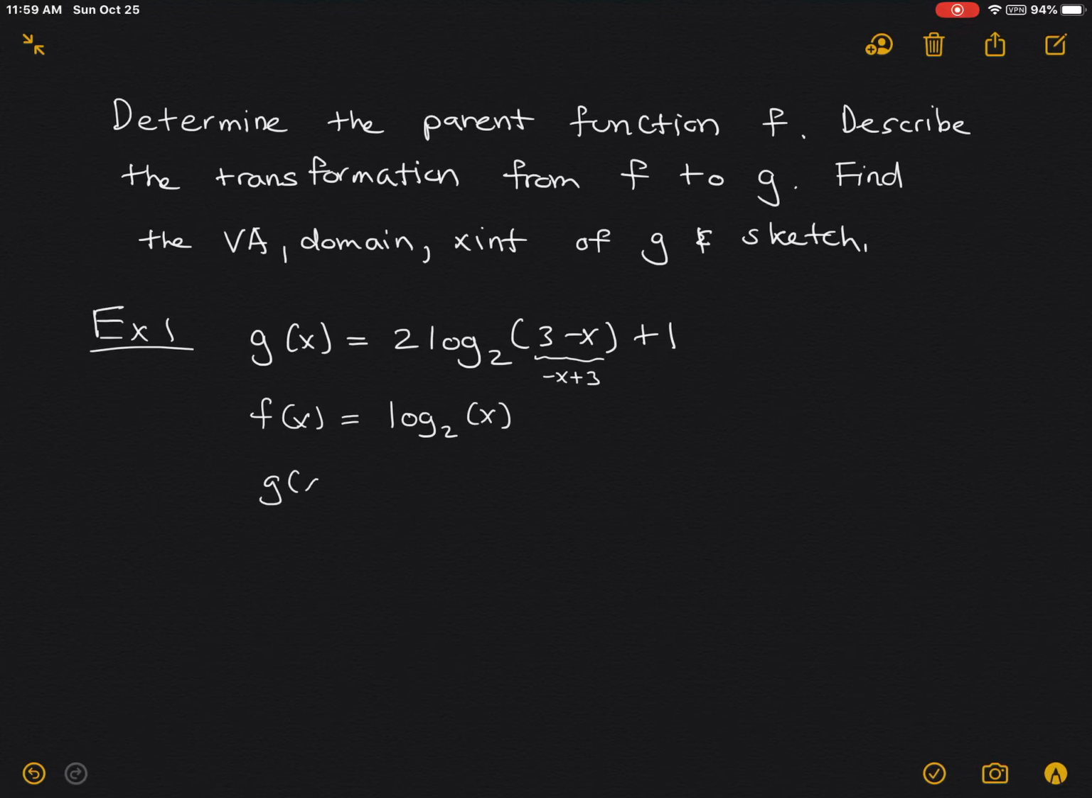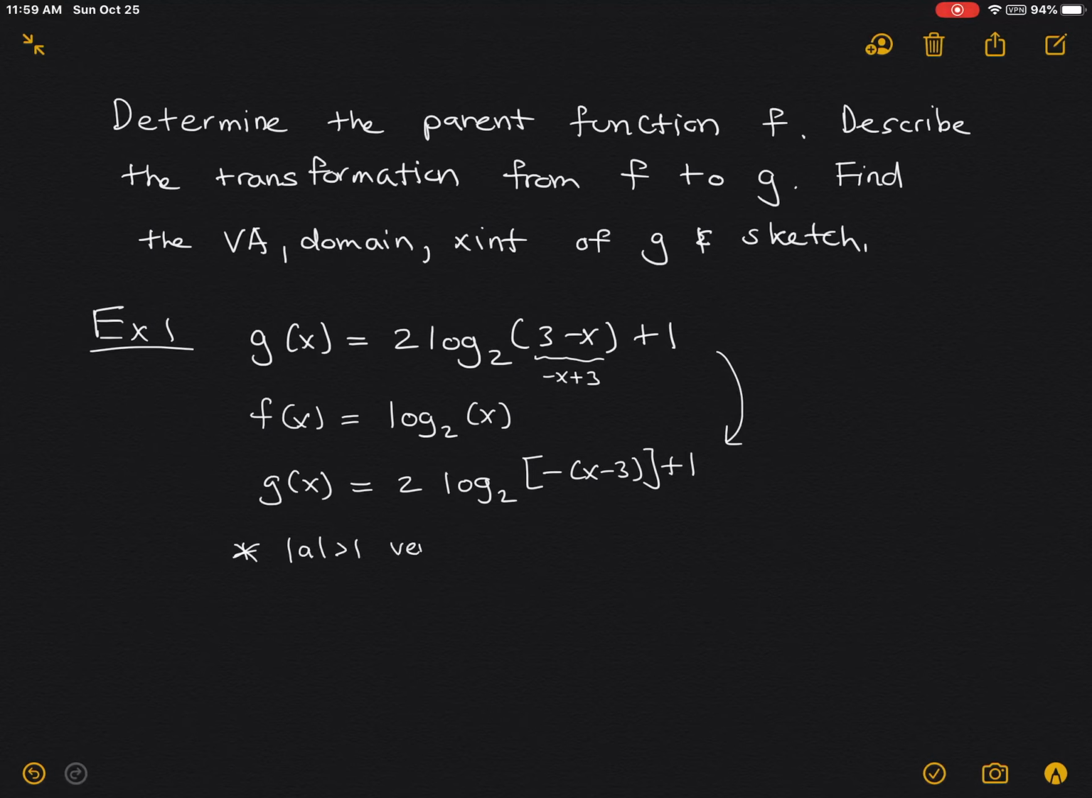All right, so once you have the parent function, what I would do is rewrite this as negative x plus 3, which means I can factor out the negative. So let me just rewrite the original function for g one more time. I can rewrite it like this. And the reason why I want to rewrite it like this is that it's easier to see the transformation.